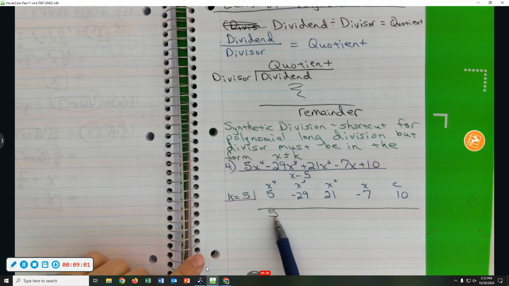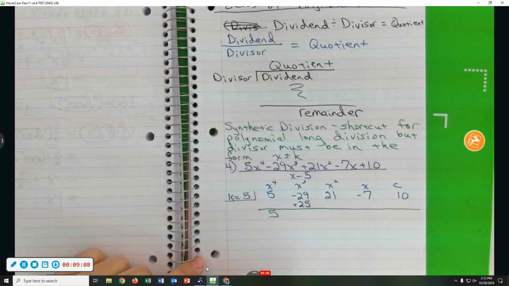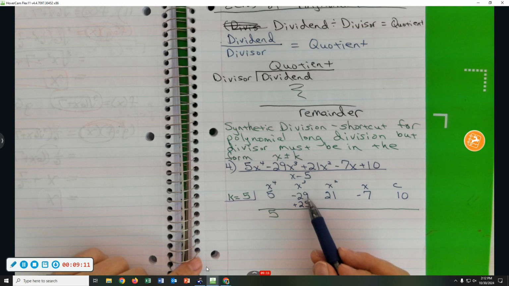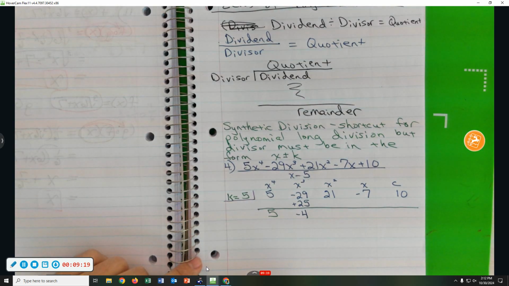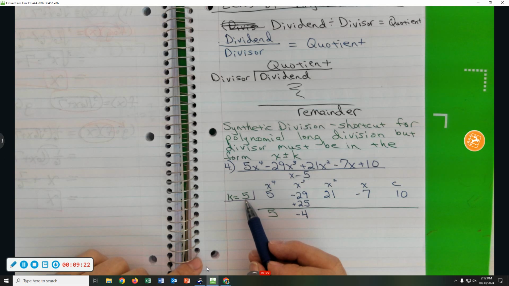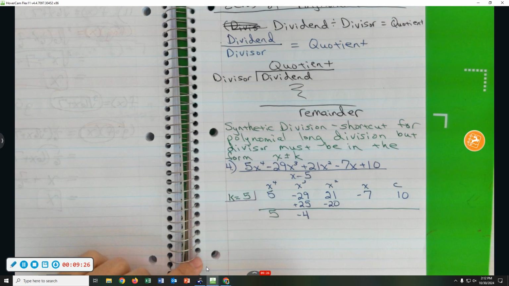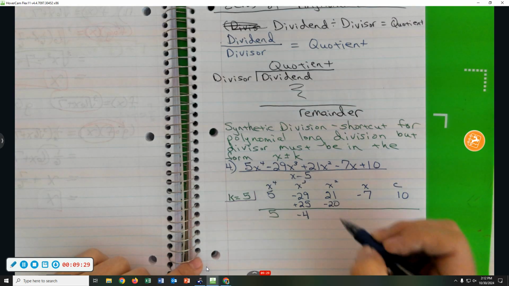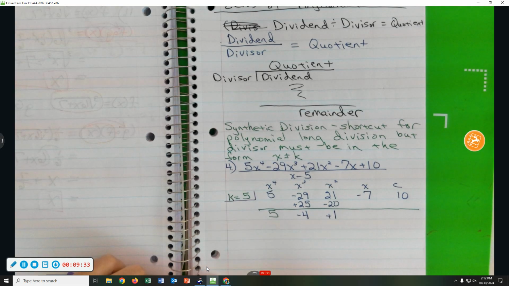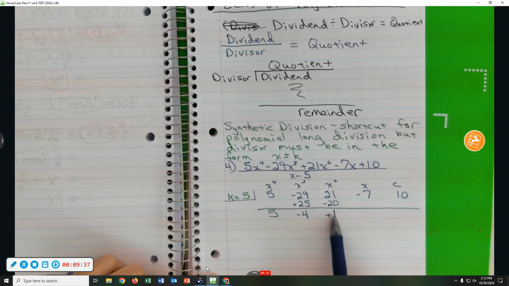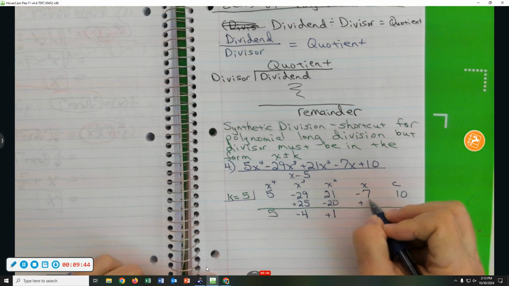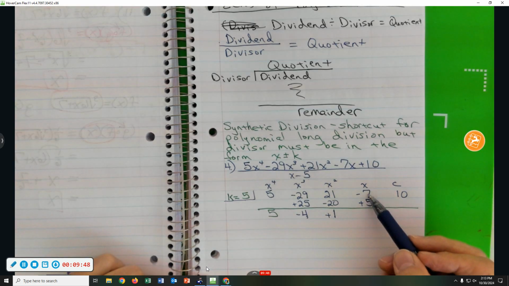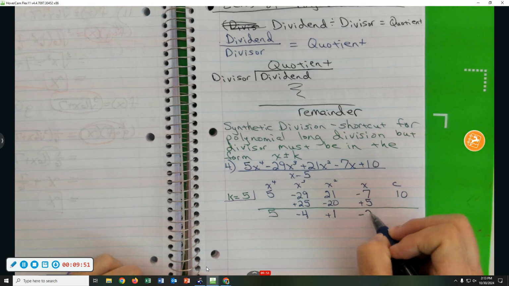You take that number down there under the line times the k value. 5 times 5, that's a positive 25. Negative 29 plus 25 gives us a negative 4. And then you repeat the process. Negative 4 times positive 5 is a negative 20. 21 minus 20, that's a positive 1. Once you get the number down here, you multiply by the k value. 1 times 5 is a positive 5. Negative 7 plus 5 gives us a negative 2.